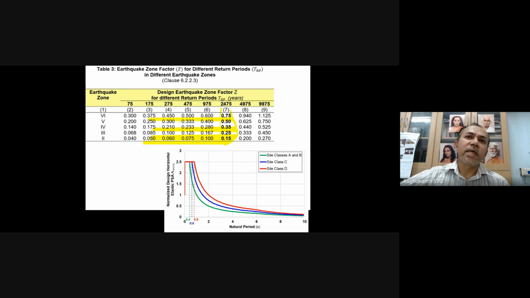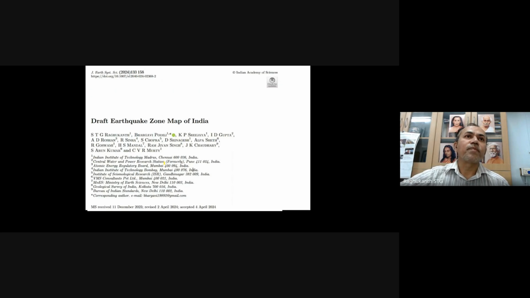So if you want to design any structure, you multiply this with the return period and the PGA values, and you will get your design spectrum. You can then proceed to your seismic coefficient, and load combinations and other things you can do from this approach.